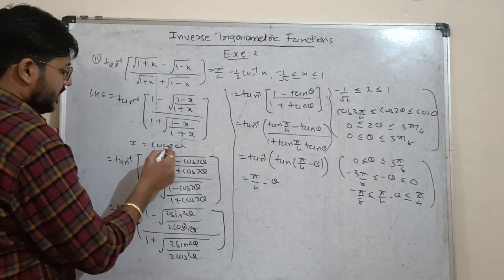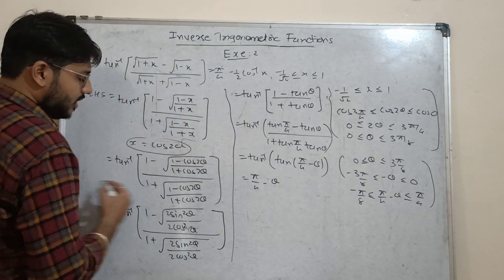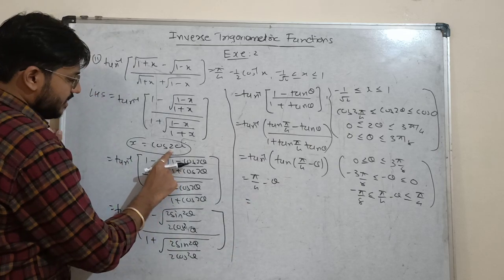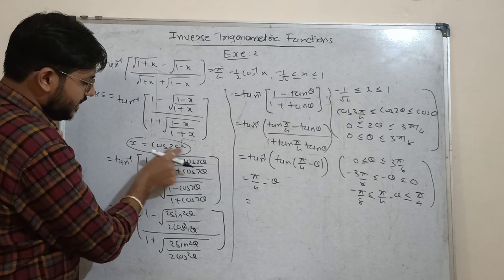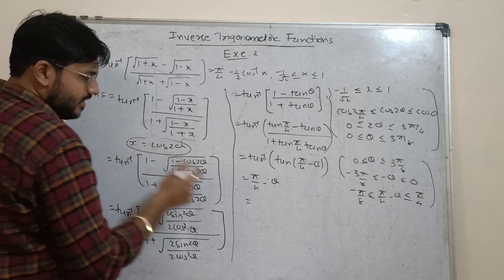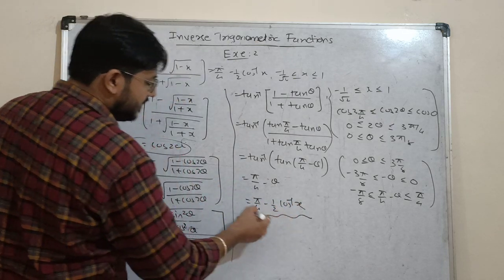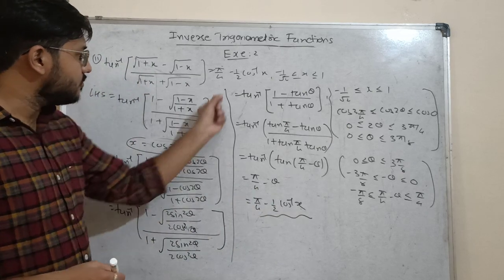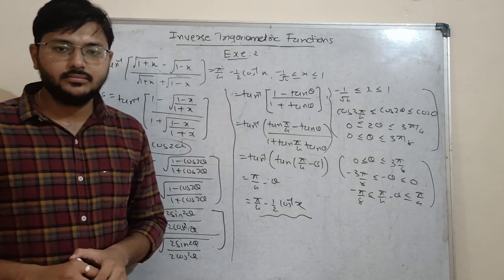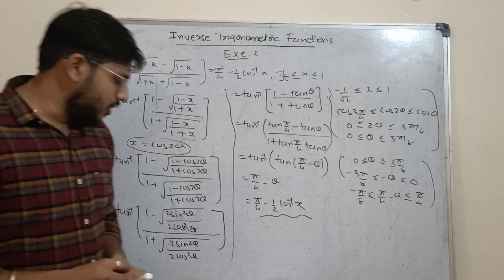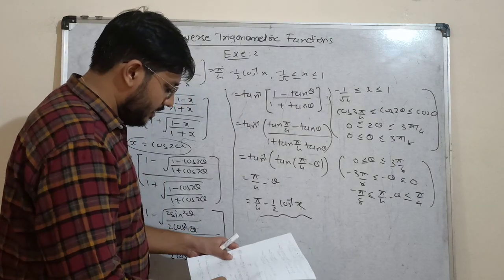And now what if I consider this? 2 theta will be cos inverse x, and then if I divide by 2, my answer is pi by 4 minus half cos inverse x. This is what I wanted to prove. So very carefully you have to solve this sum.